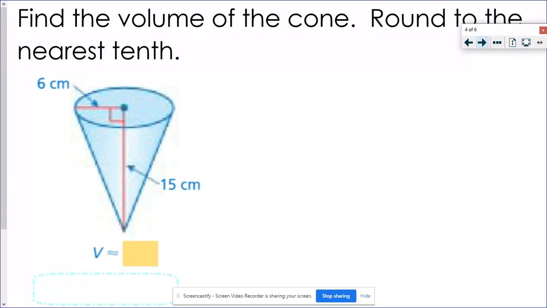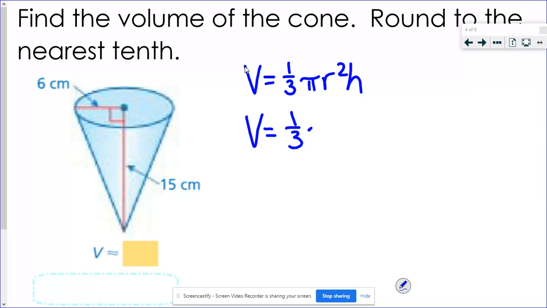So here we are rounding to the nearest tenth with the volume of this cone. Just like yesterday, I'm going to suggest that we start by writing out our formula. The volume of a cone is going to be 1/3 pi r squared h. I'm even going to show you in a second a different way to write that same thing that you might see in other places. Let's just substitute in our numbers. So we're going to have V equals 1/3, and the pi just stays there. The radius is 6 squared, and then the height is 15.